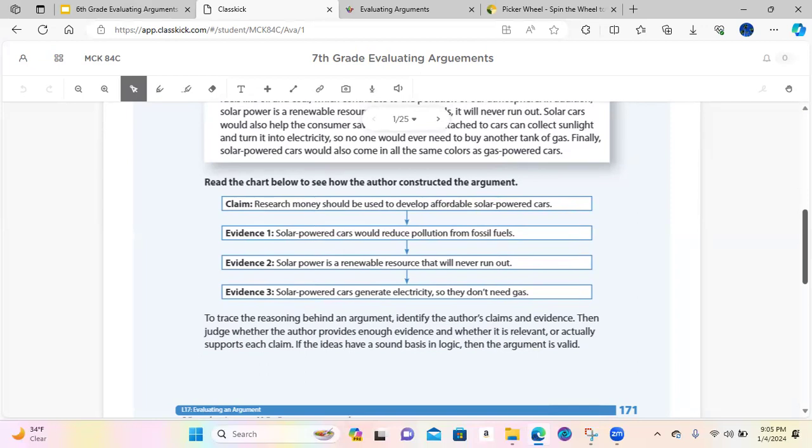Number 1, solar-powered cars would reduce pollution from fossil fuels. Evidence 2, solar power is a renewable resource that will never run out. And evidence 3, solar-powered cars generate electricity, so they don't need gas.